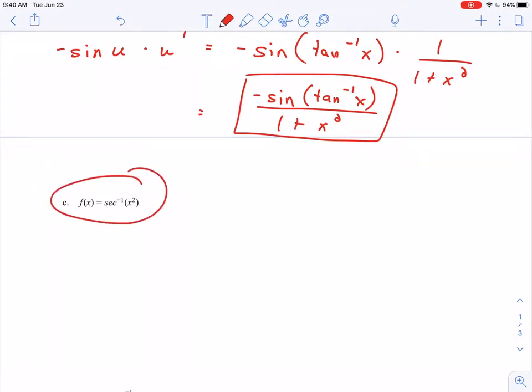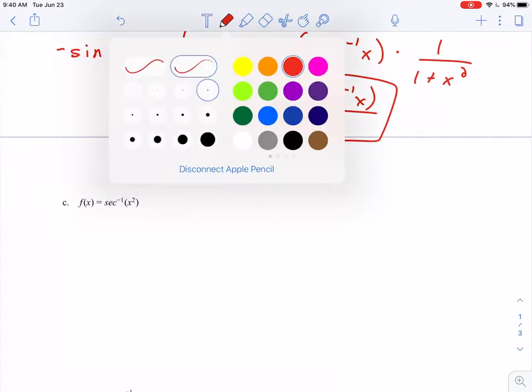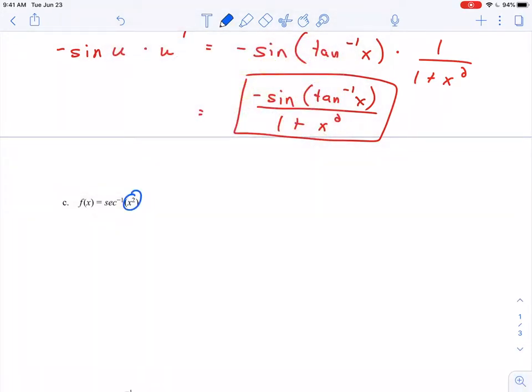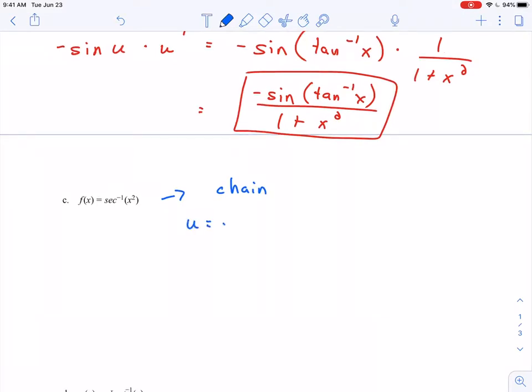Here I have f of x equals secant inverse of x squared. So again, I see x squared inside of the secant inverse function. So this is going to be another chain rule problem where I'm going to pick u equal to x squared. U prime, the derivative of x squared, will be 2x. So if I rewrite this function in terms of u, I'll have f of x equals secant inverse of u. But that's not my derivative. I want to take the derivative still. So f prime of x, the derivative of secant inverse of u.